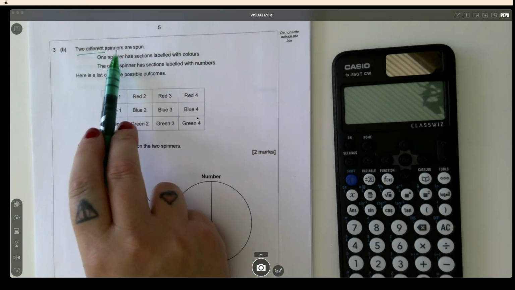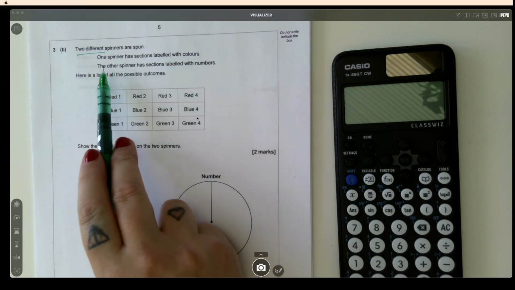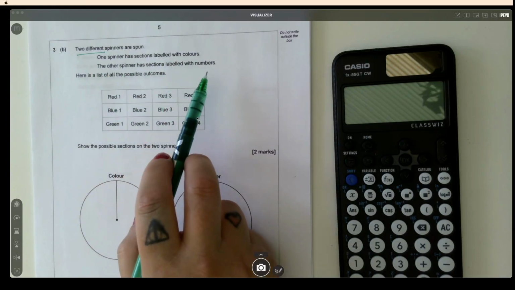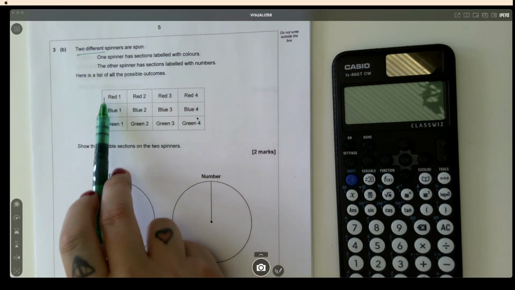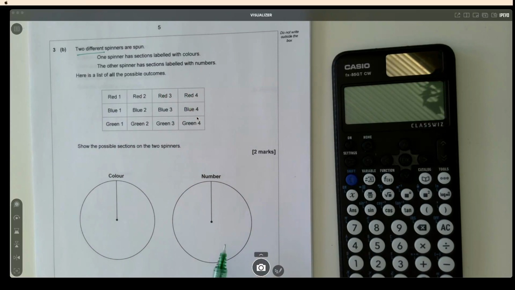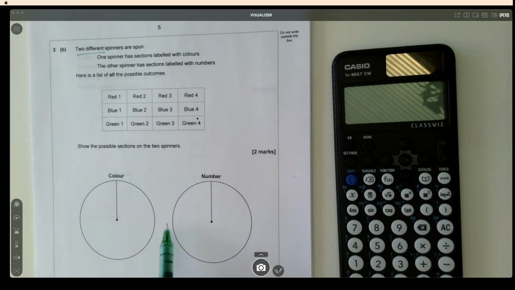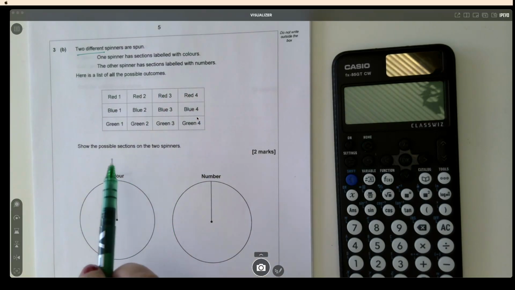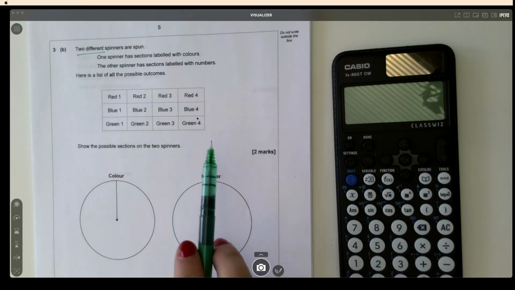3b, 2 different spinners are spun. One spinner has sections labelled with colours, the other spinner has sections labelled with numbers. Here is a list of all the possible outcomes. So this is all the possible outcomes from spinning both spinners. Show the possible sections on the 2 spinners. Okay, so the coloured options for this spinner are red, blue and green.